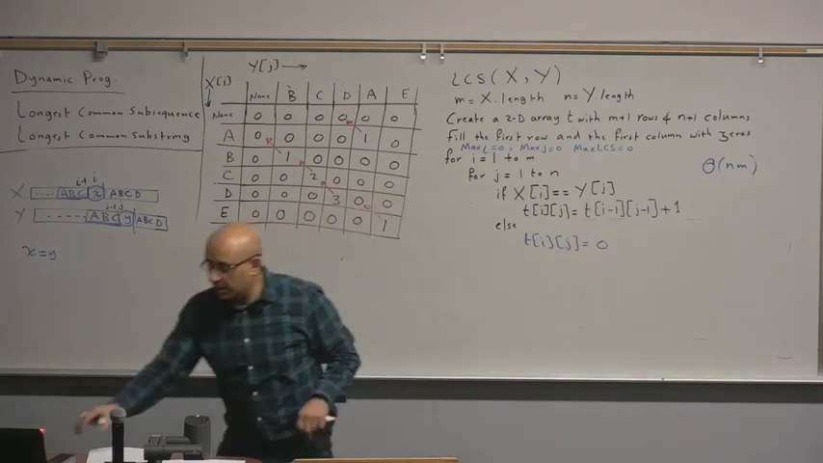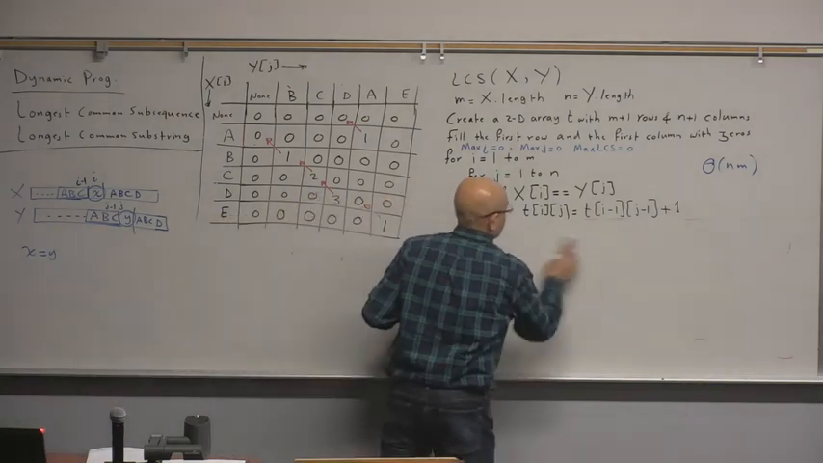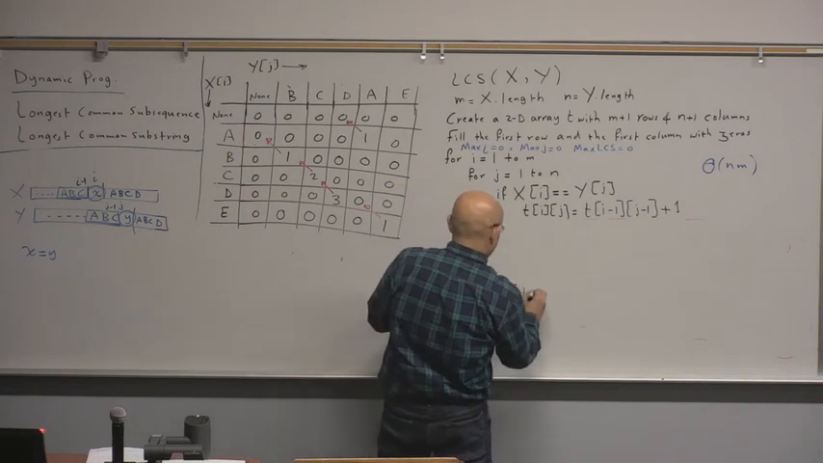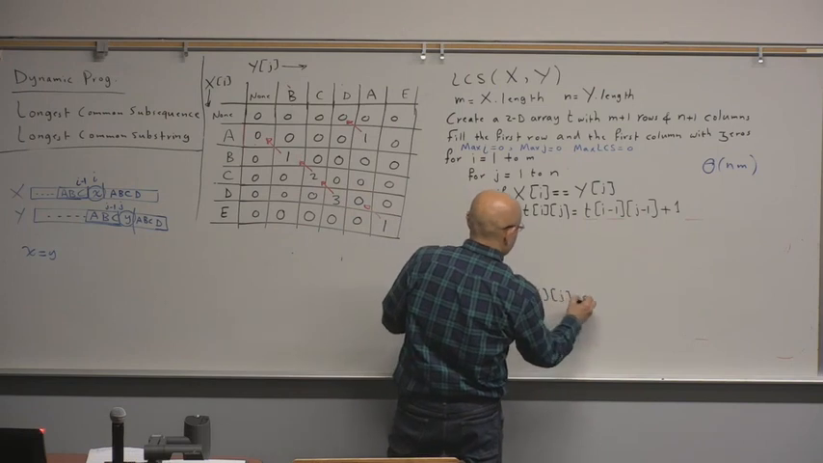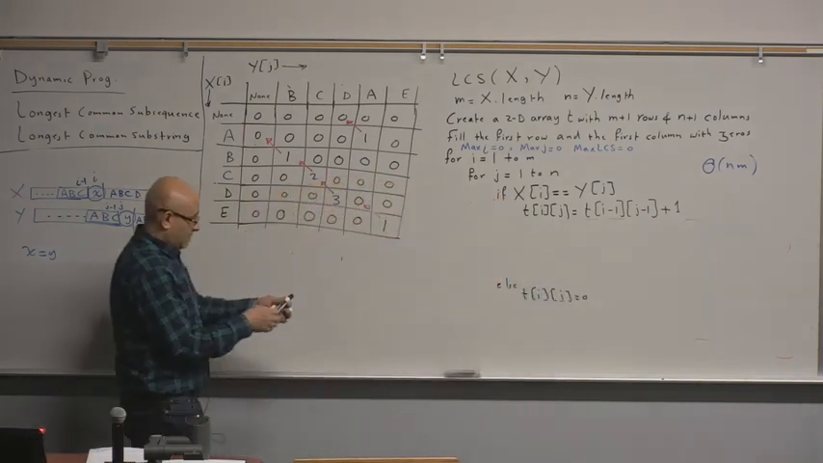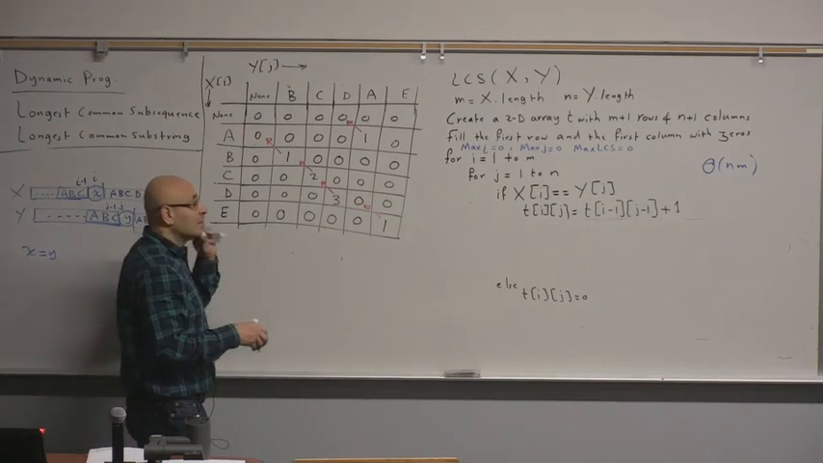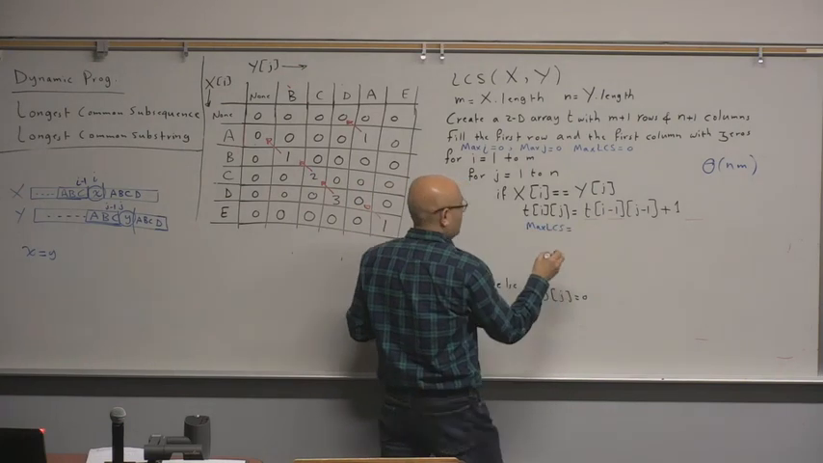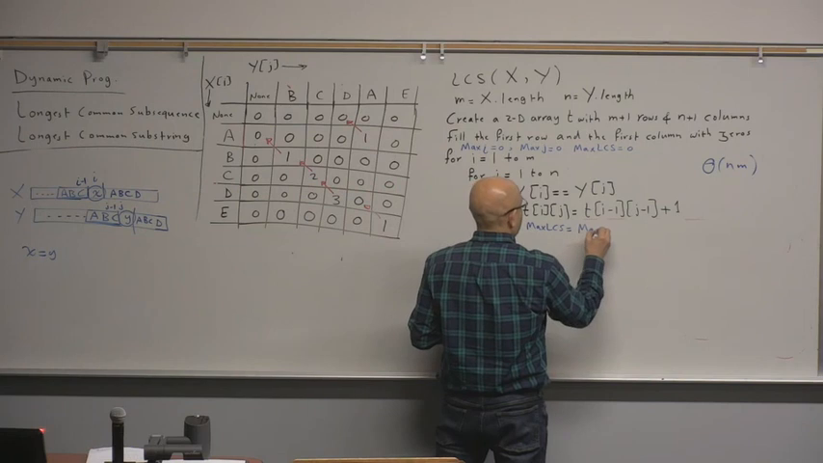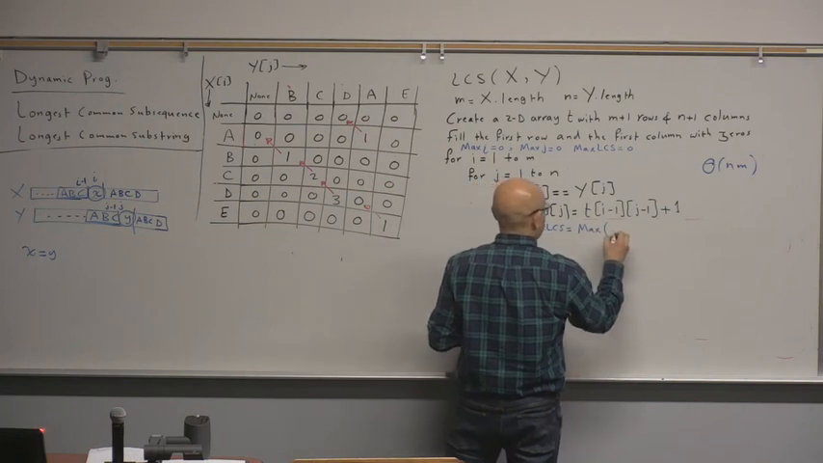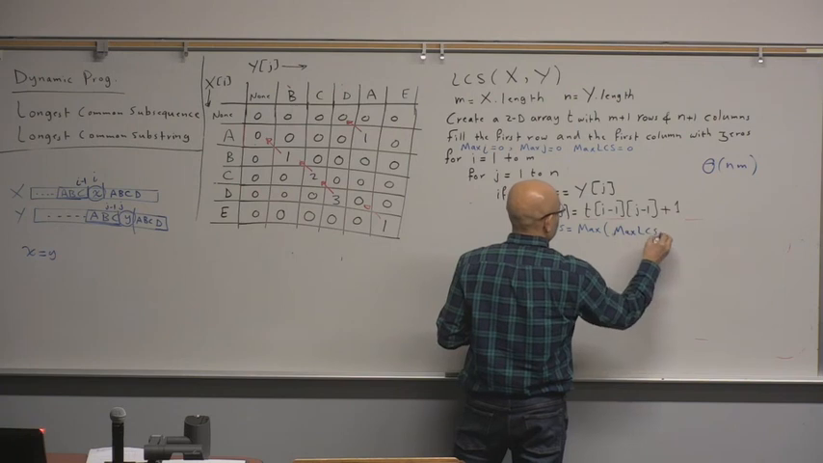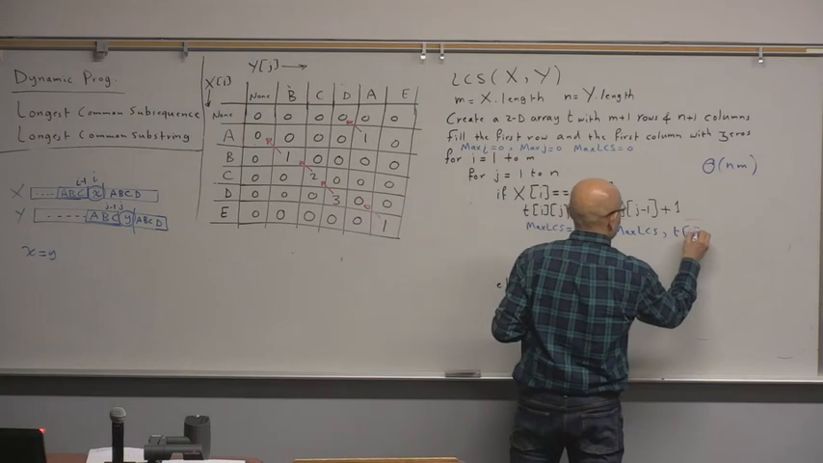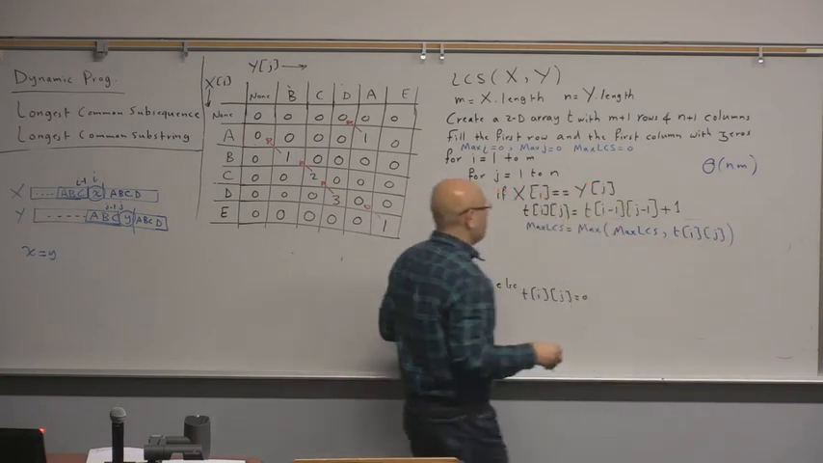So let's move to the else. Else t of i and j equals 0. Now what should I put here? Max equals the max of the previous max, longest common substring, and t of i and j. Exactly. So I just keep track of the maximum.